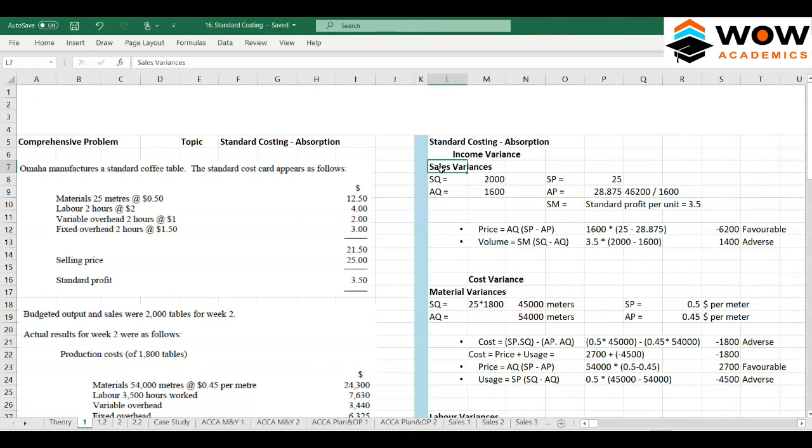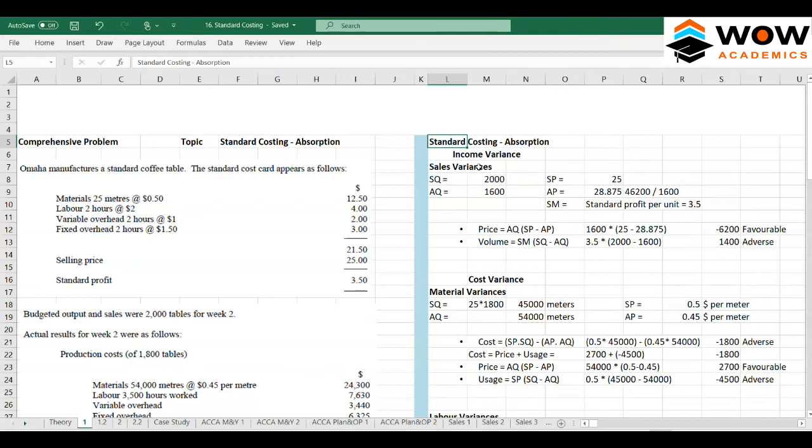So first work out the income variance. Income variance is usually quite easy. And what we are doing is still for absorption only. We are not doing it for marginal. Marginal we'll do separately in the next sum, and I'll show you how it differs.